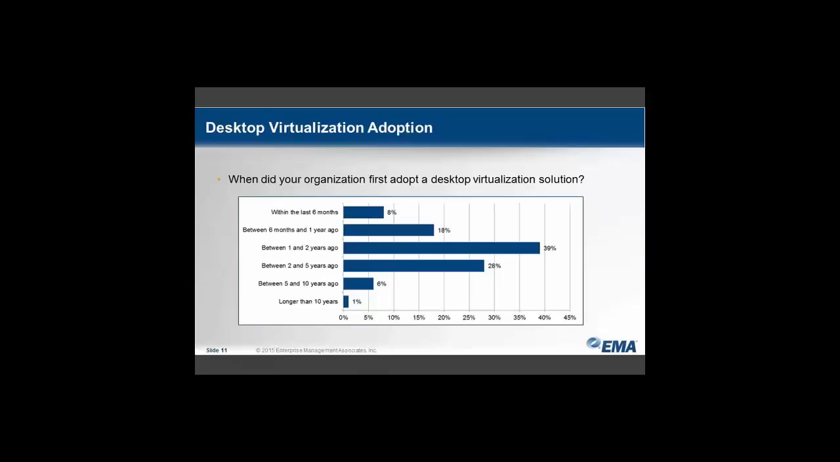And here is our first data point. The majority of organizations that have adopted desktop virtualization solutions, that's 65% according to our data, they did so within the last 2 years. Now, that's actually an extraordinary number considering that the reigning technologies have actually been around for decades. And it really exemplifies the increasing rates of adoption.